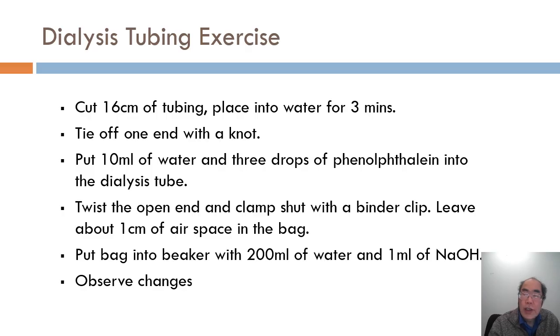And then in another dialysis tube, you would tie an end and put 10 mL of water with 3 drops of this chemical called phenolphthalein. Phenolphthalein is a pH indicator that turns pink in the presence of base. And what you'll do is take that bag containing water and phenolphthalein and put it into a beaker containing sodium hydroxide, which is a very strong base, and observe the changes.